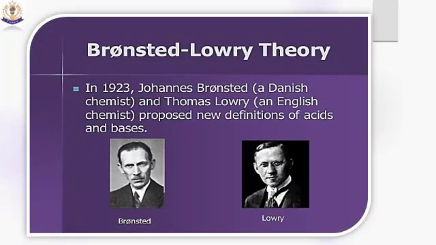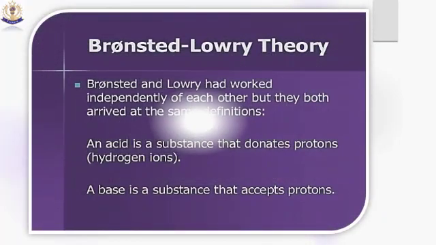In 1923, the Danish chemist Johannes Nicholas Bronsted and an English chemist Thomas Martin Lowry independently expanded the Arrhenius acid and base definitions and proposed new definitions of acids and bases. Although they both worked independently, they both arrived at the same definitions.